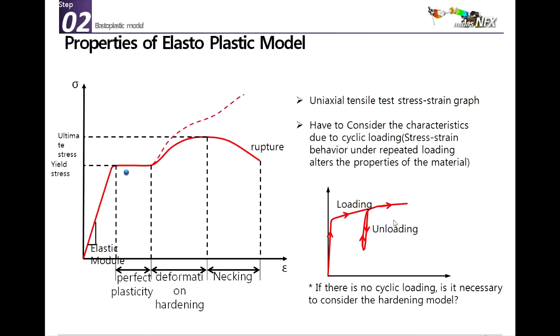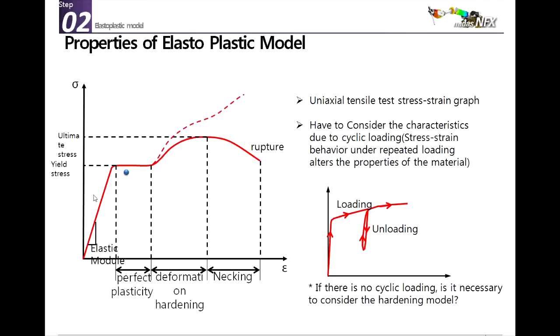Now, there's not really a basic curve, but for a steel you have a curve which can look a bit like that. This is the elastoplastic model curve. You have several areas in this curve. You have the elastic area here on the left. You have the perfect plastic area. You have the deformation on the hardening and the necking. So you can understand it like that.